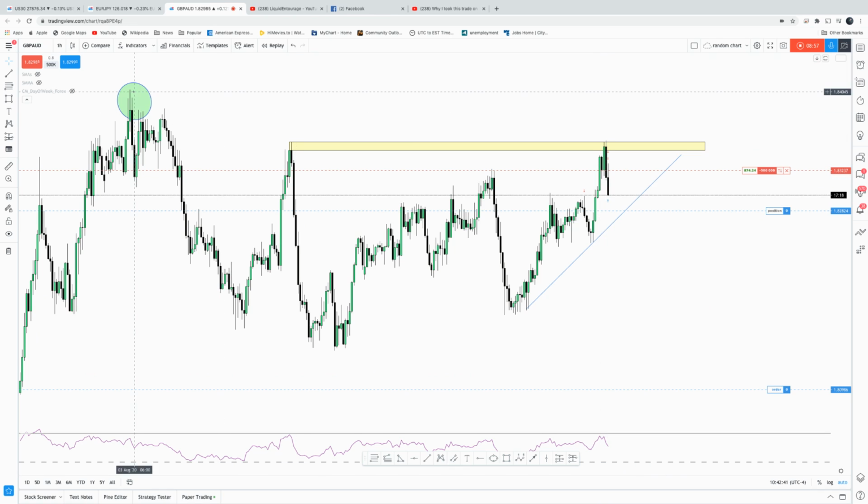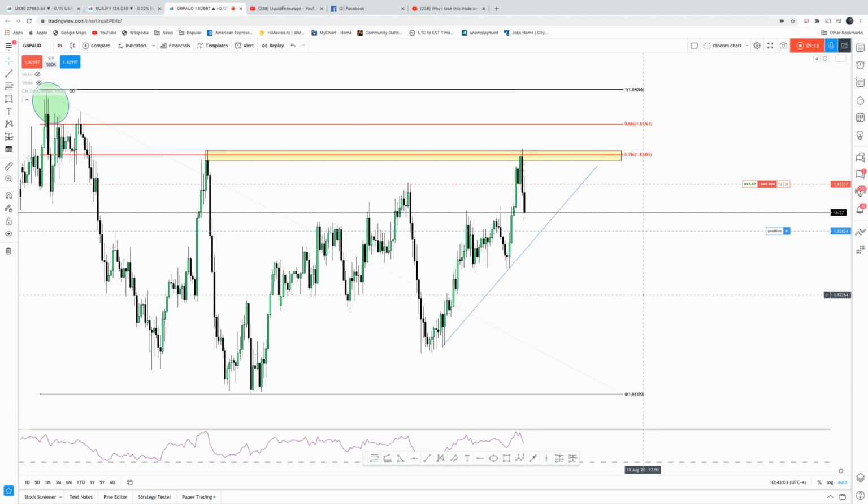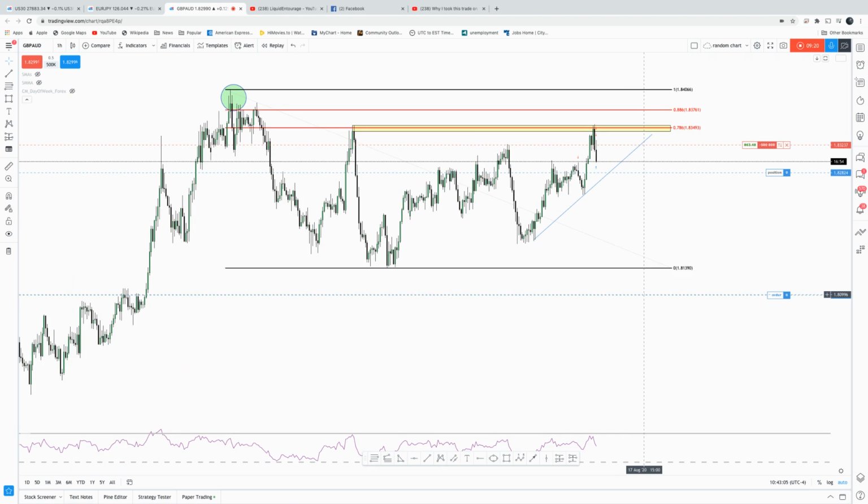So from this standpoint of the peak formation high and creating lower highs, it's indicating to me that most likely this trend could be changing. We could be going into a downtrend. But in order for that to really happen, we're going to need to have this level of support broken right here. So until we break that level of support, for me, it won't be a downtrend.